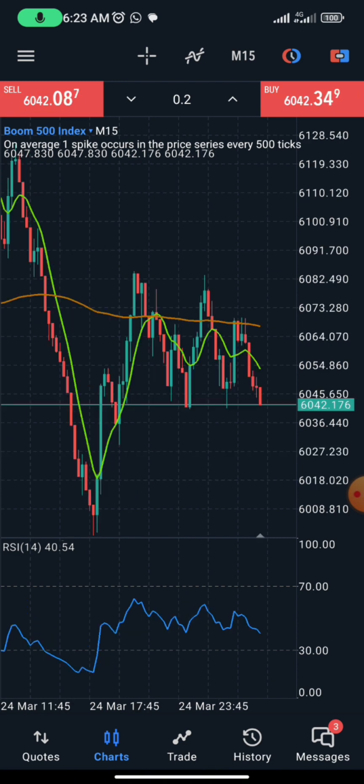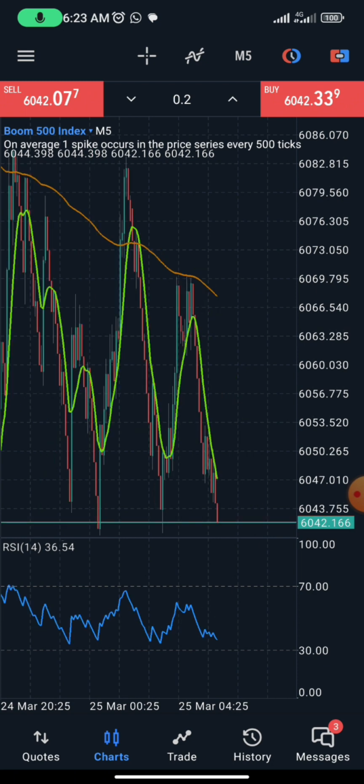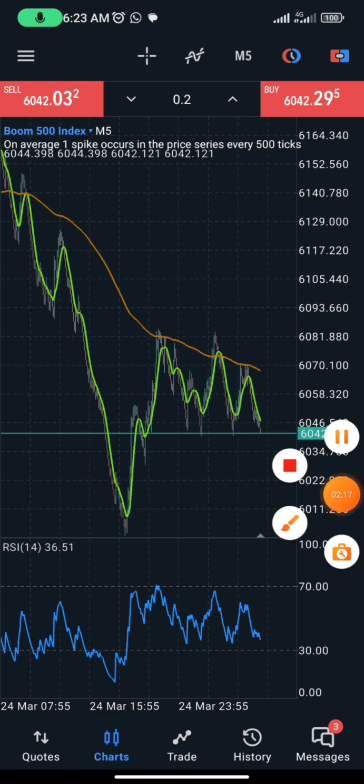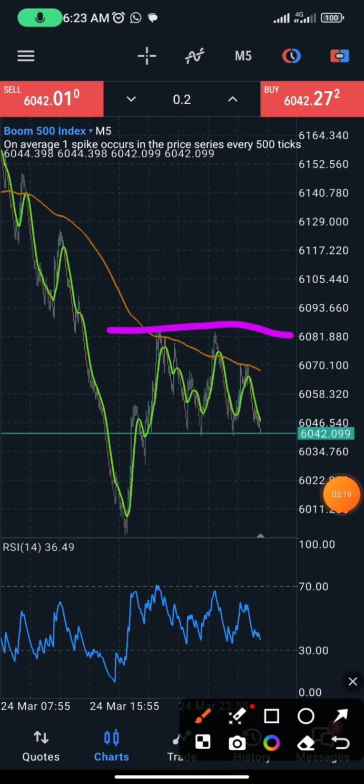I could use M15, I could use any time frame I want, but no, we are scalping, so we don't want to use a very high time frame. But we know that there's a range here. You see that there's a range here. So until these ranges are broken and a candle closes below them, we're not taking the trade yet.